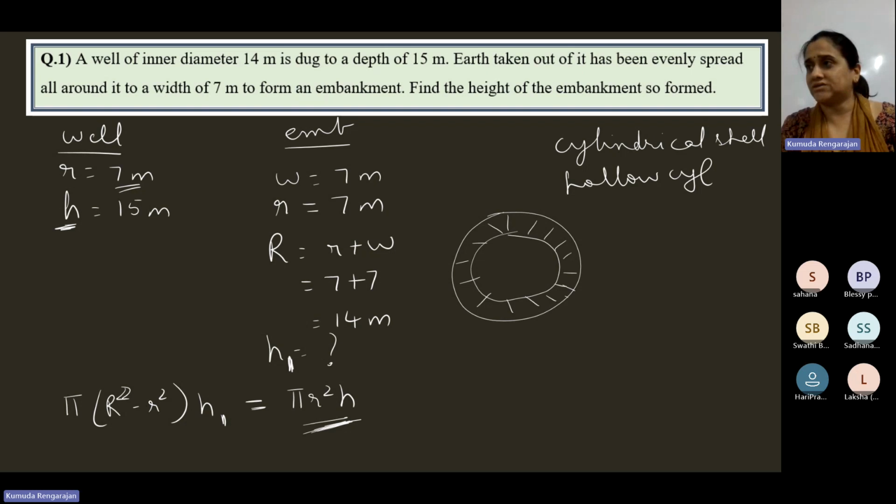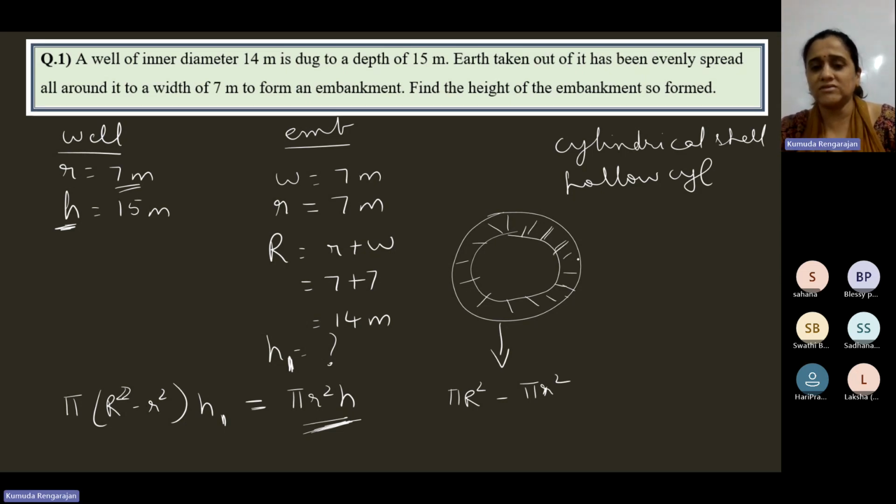Volume is area into height. The area of this ring is π(R² − r²) into height, into h1. π(R² − r²) is the formula to find the area of a ring. This we have seen in 8th standard. Area of a ring is the area of the outer circle minus the area of the inner circle. The area of the shaded region is equal to the area of the outer circle minus the area of the inner circle.